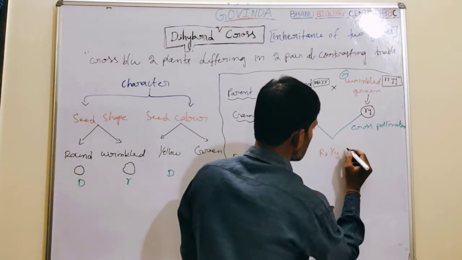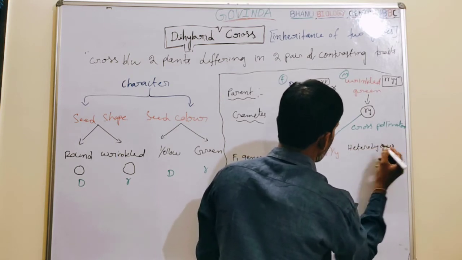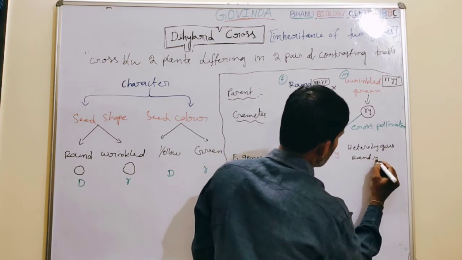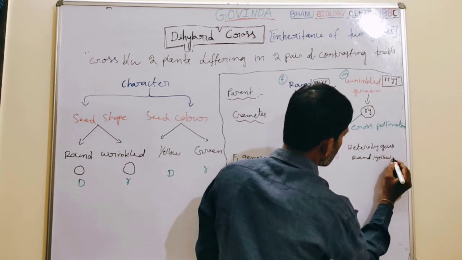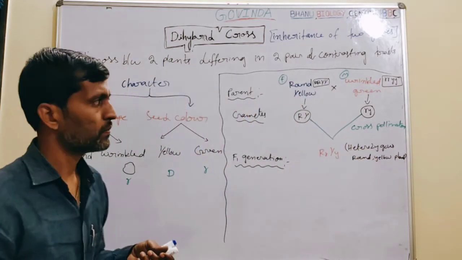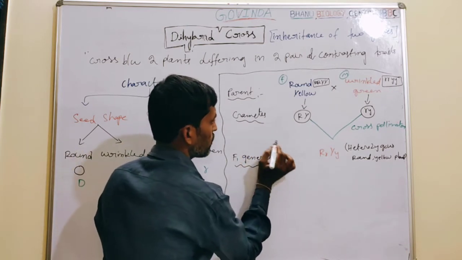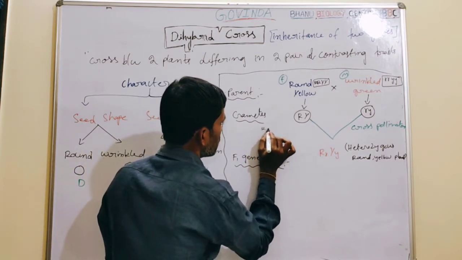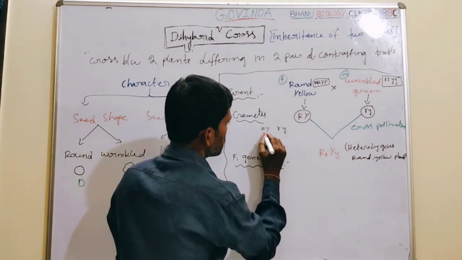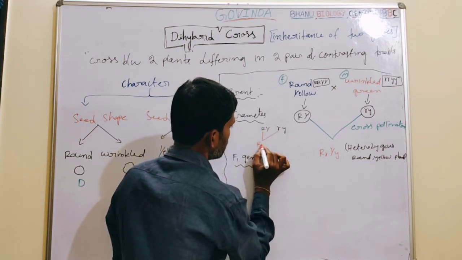So we can call this plant a heterozygous round seeded, yellow color seed producing plant. How did we write this? Here I do a small rough work. Capital R, capital Y, small r, small y, right? This capital R allele combined with this one, so capital R, small r.